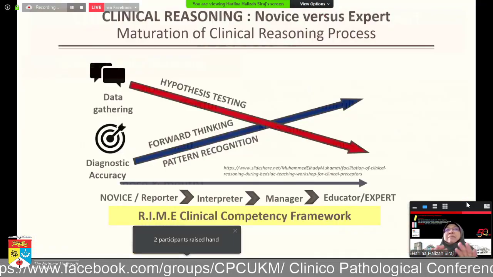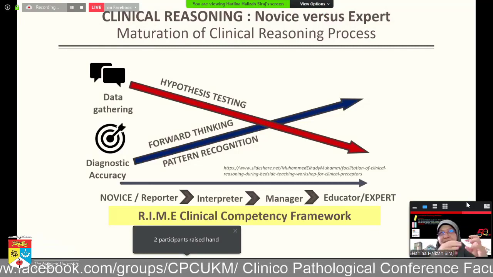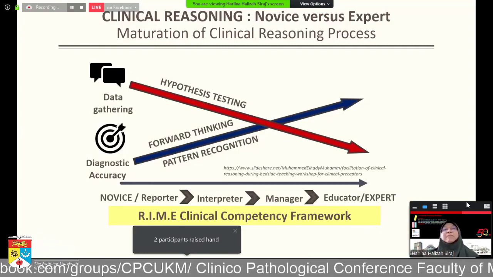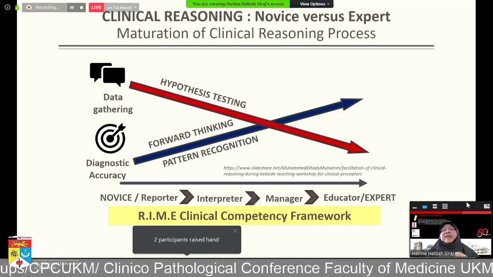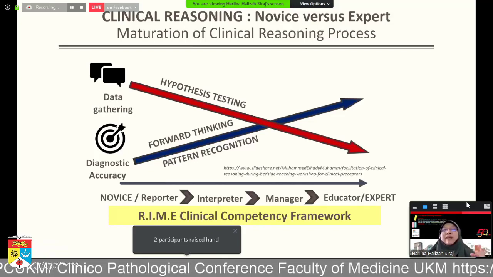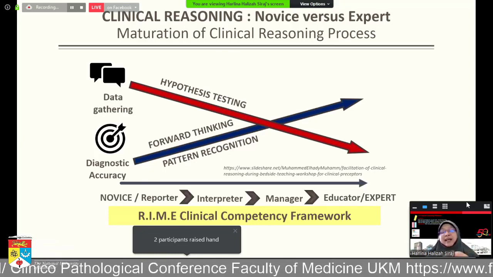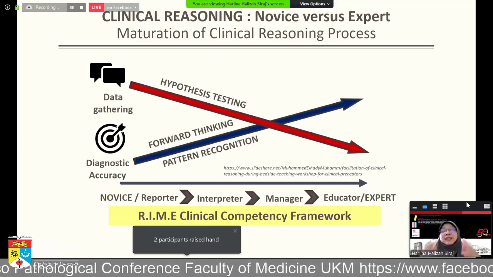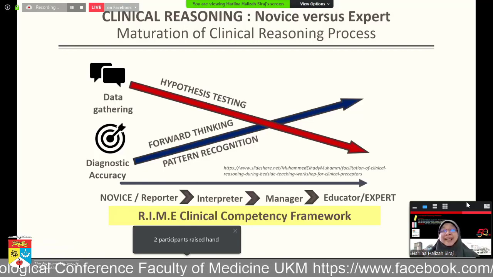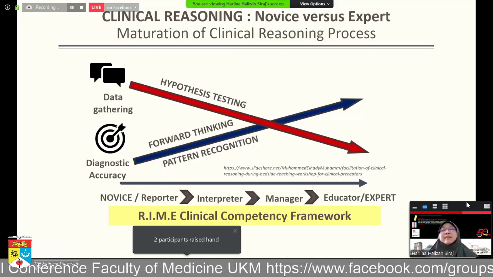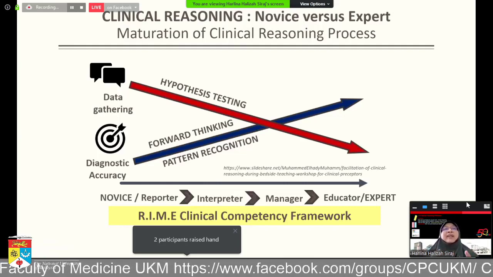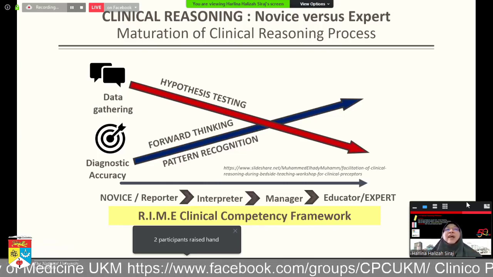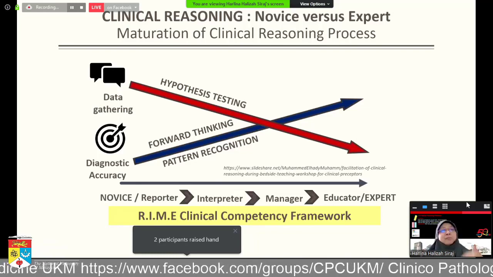And basically, when you are trying to teach your student clinical reasoning, this is bringing them along this journey of what we call the RIME clinical competency frame. They will start off as reporter. You know how irritating it is when a student just rattles out whatever the patient said, and this is mainly their attempt at gathering information. They don't even know which of that information is important. And of course, diagnostic accuracy is way down.